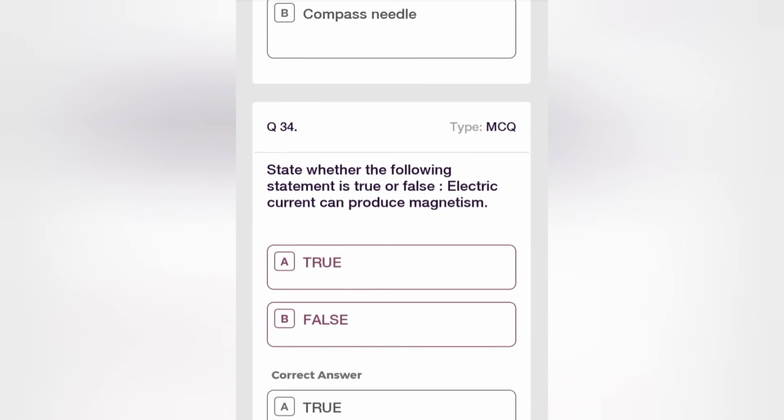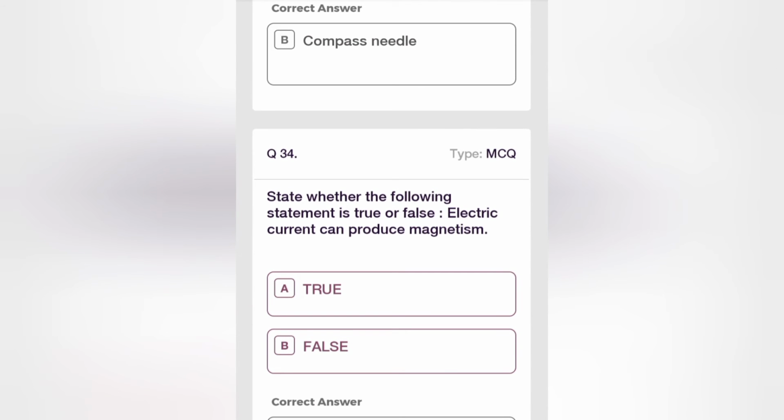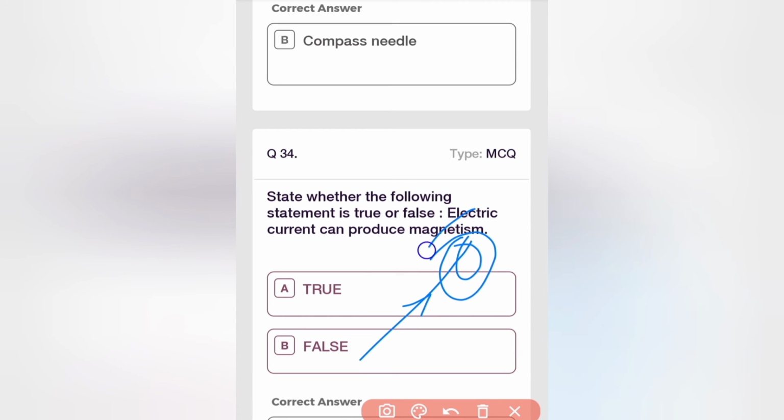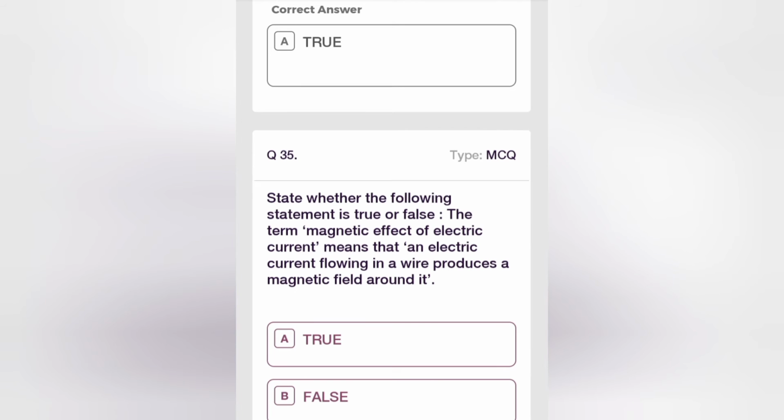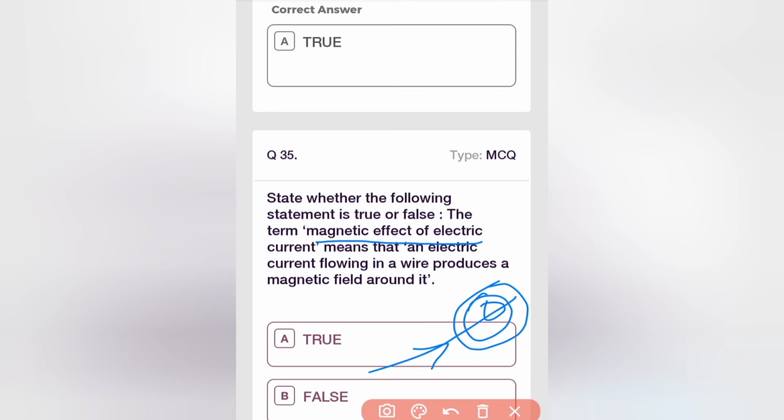State whether the following statement is true or false. Electric current can produce magnetism. Yes, a current carrying conductor will have a magnetic effect around it. It produces magnetism. Yes, it's true. State whether the following statement is true or false. The term magnetic effect of electric current means an electric current flowing in a wire produces a magnetic field around it. That's right. True.